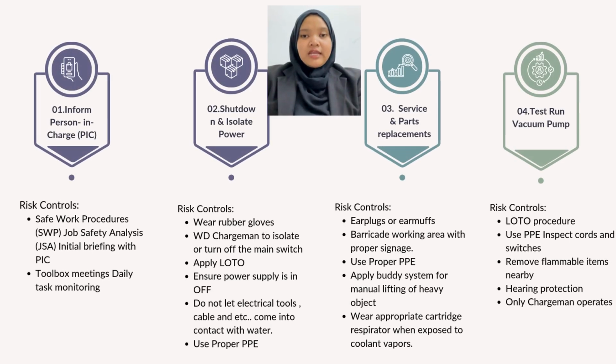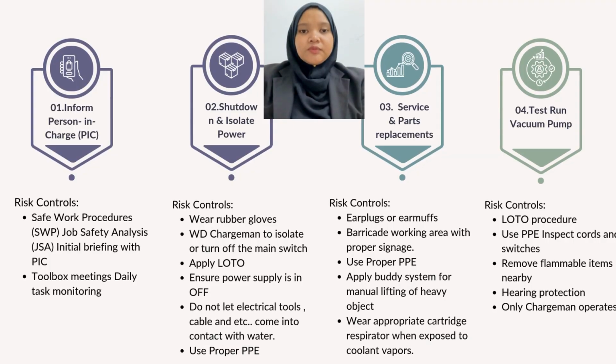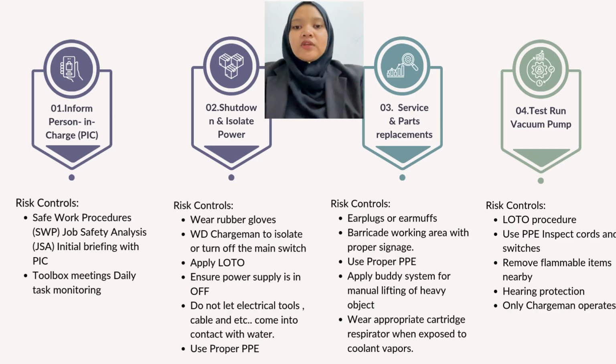Let's move to the next slide, which outlines the risk control measures during maintenance work, specifically for vacuum pump servicing. For the first activity, inform person in charge. Before beginning any work, we must inform the PIC. This includes conducting safety briefings and toolbox meetings, reviewing safe work procedure and job safety analysis, and daily task monitoring to ensure compliance.